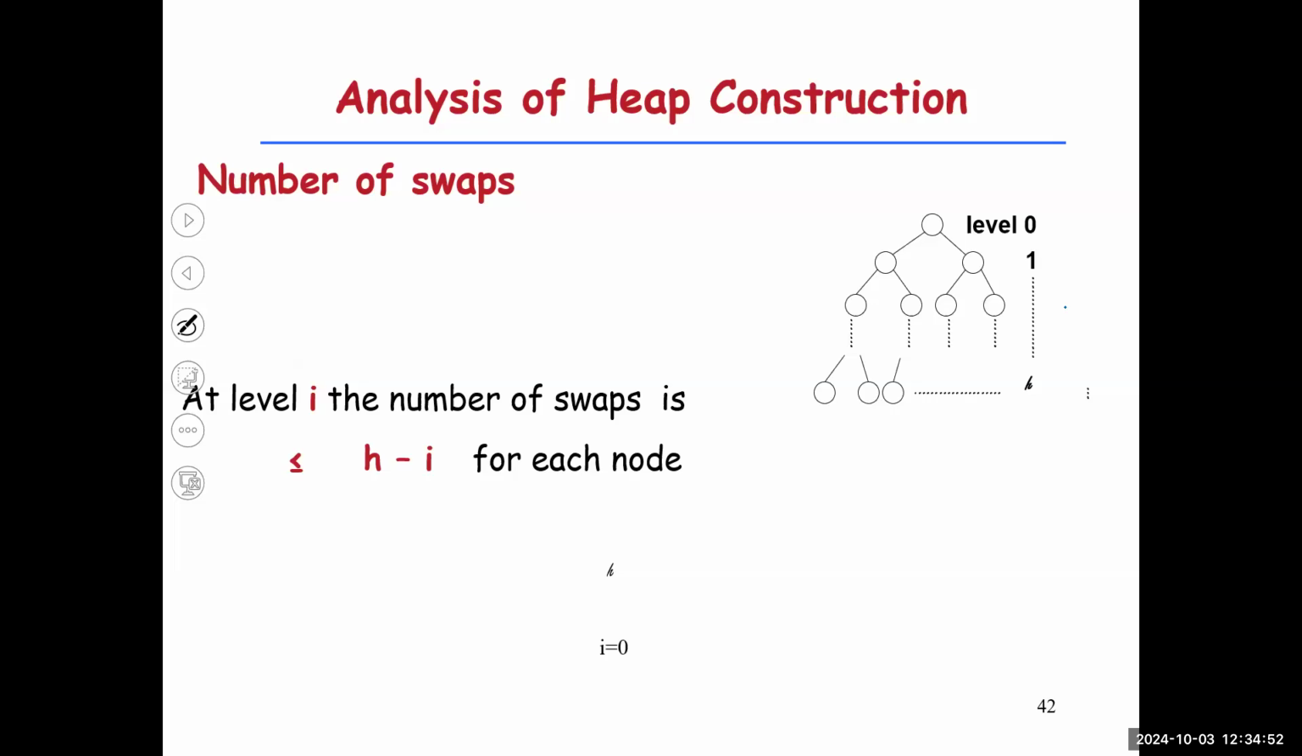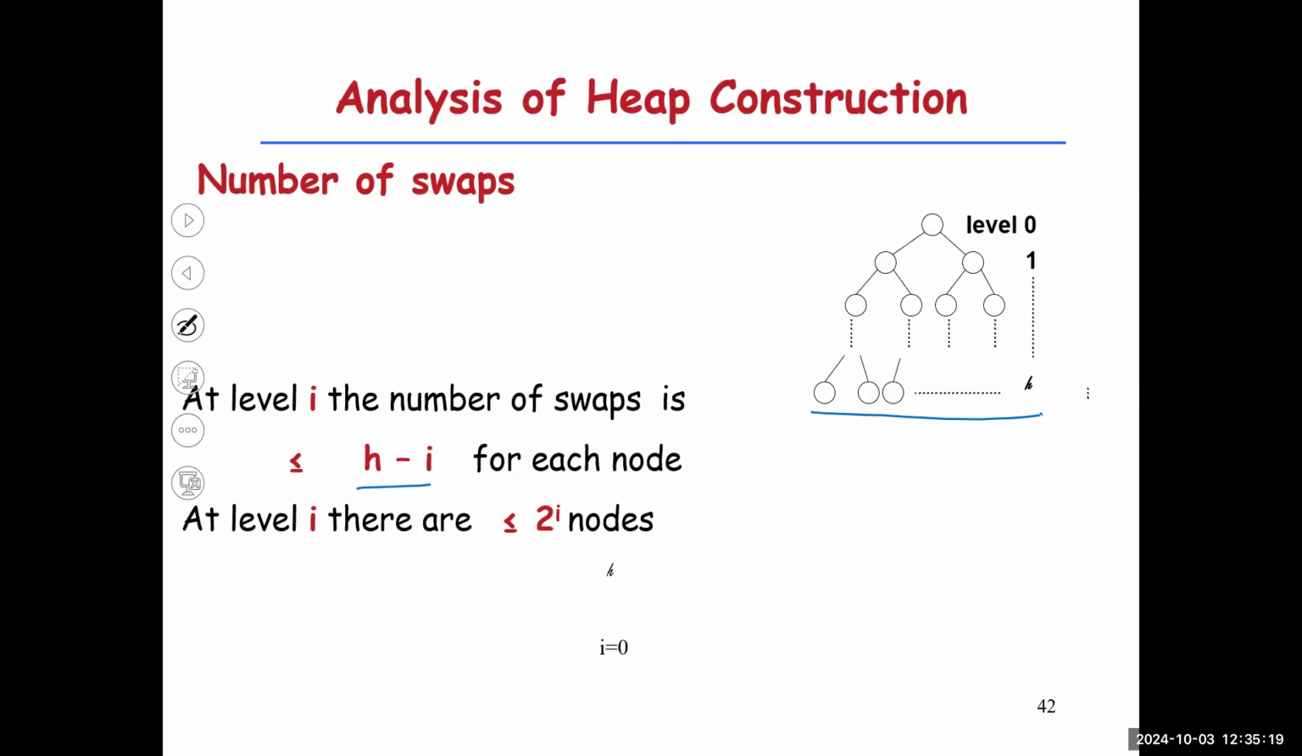So in this case, let's say I have 3 levels. What will happen? At level i, the number of swaps is less than or equal to h minus i. At level i, how many nodes are there? 2 to the power of i. We know all of this from last session. But it's not equal. Why is it not equal? Because the last level is a complete binary tree, so it's going to be at most 2 to the power of i.